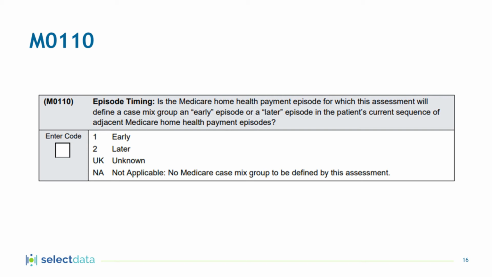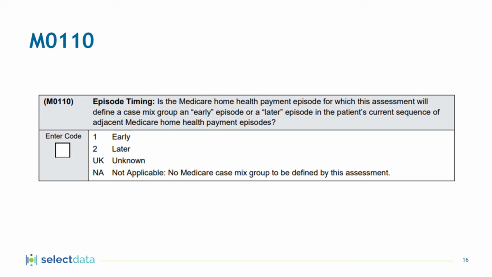days between episodes in the same sequence, counting from the last day of one episode until the first day of the next. Remember that a sequence of adjacent Medicare payment episodes continues as long as there is no 60-day gap, even if Medicare episodes are provided by different home health agencies. Episodes where Medicare fee-for-service is not the payer, such as HMO, Medicaid, or private pay, do not count as part of a sequence. If the period of service within those payers is 60 days or more, the next Medicare home health payment episode would begin a new sequence.